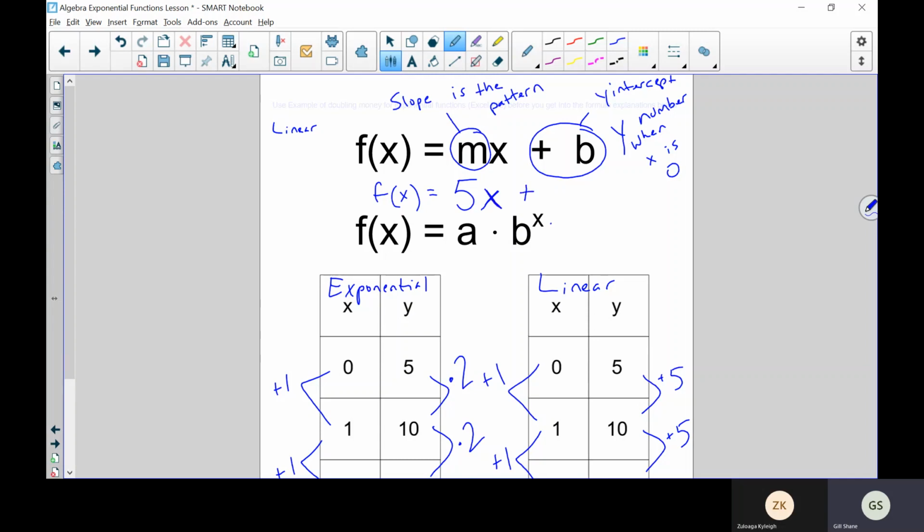What's the b value? What is the y value when x is 0 in this table on the right? 5. Yeah, it's just 5. x is 0 right here, so I just go to where x is 0 and see what the y value is, right there.